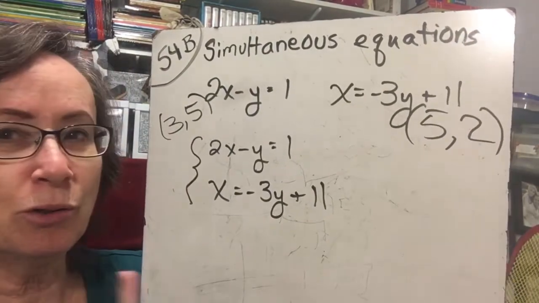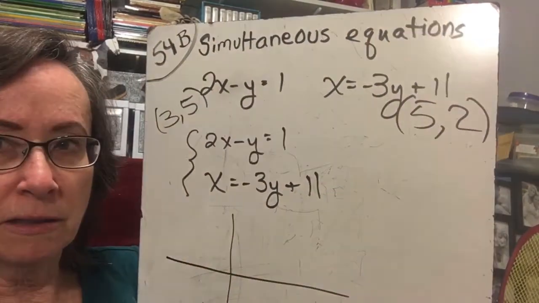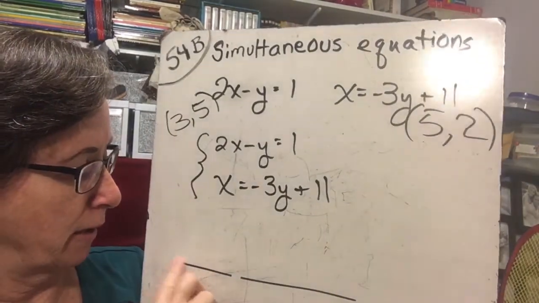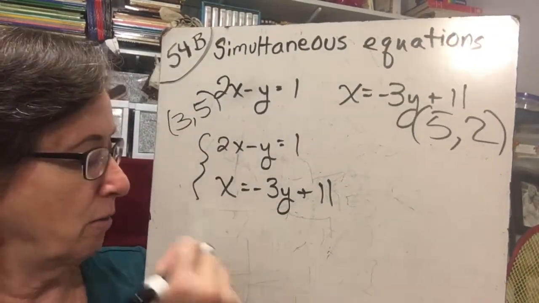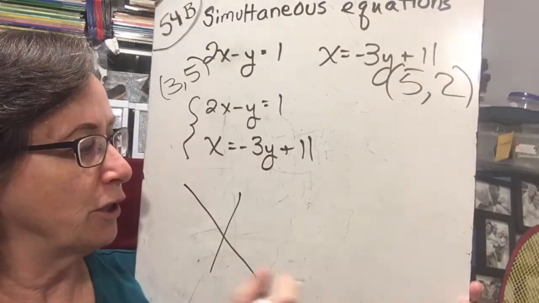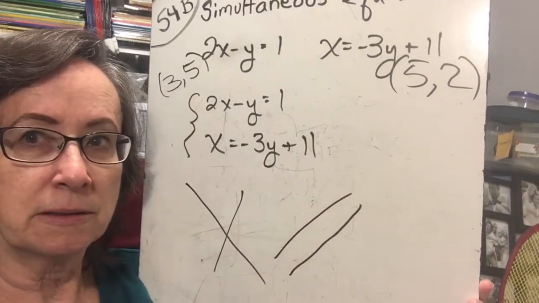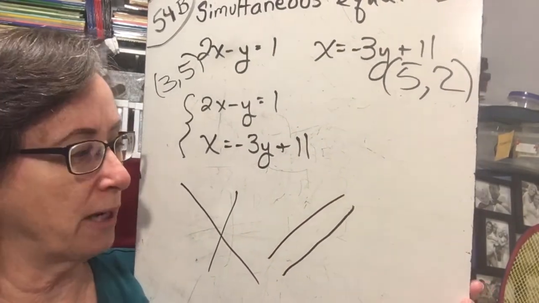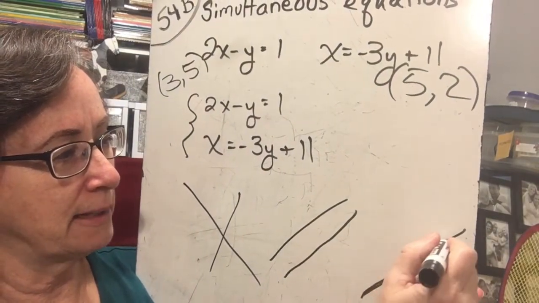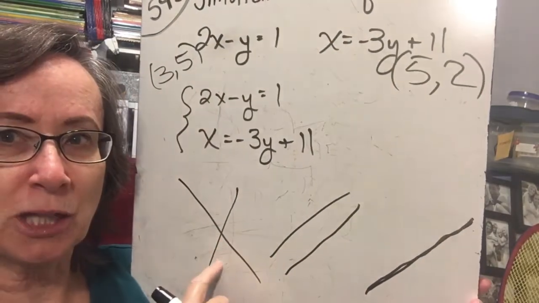Okay, if we had two lines on the same graph, so here's a graph. I'm going to erase the graph so we don't get confused. The two lines could cross, okay? The two lines could be parallel. There's only one other situation. The two lines could actually be the same line, okay? Now, this is what we're usually looking for.